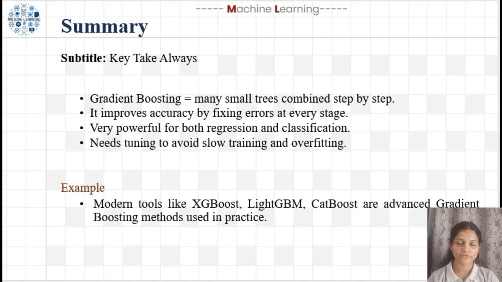Now let's summarize everything we have learned in this PPT. Gradient boosting combines many small trees as well as weak models to fix errors step by step and improve accuracy. It works well for both regression and classification problems, but it requires tuning to avoid overfitting or slow training. Also, modern versions like XGBoost, LightGBM, and CatBoost are widely used today because they are faster and more efficient for machine learning.